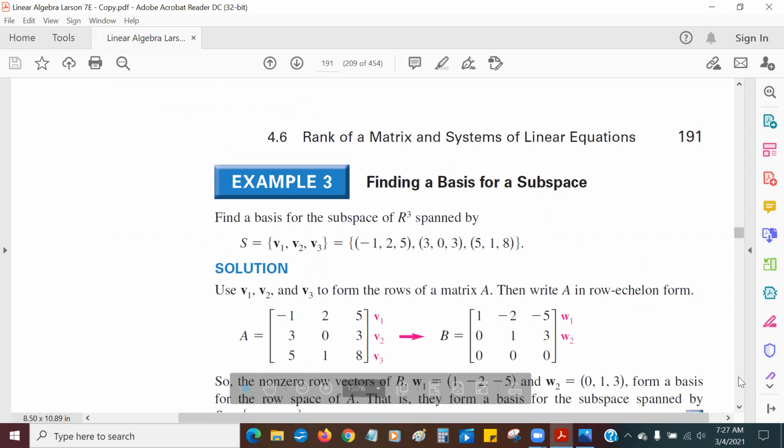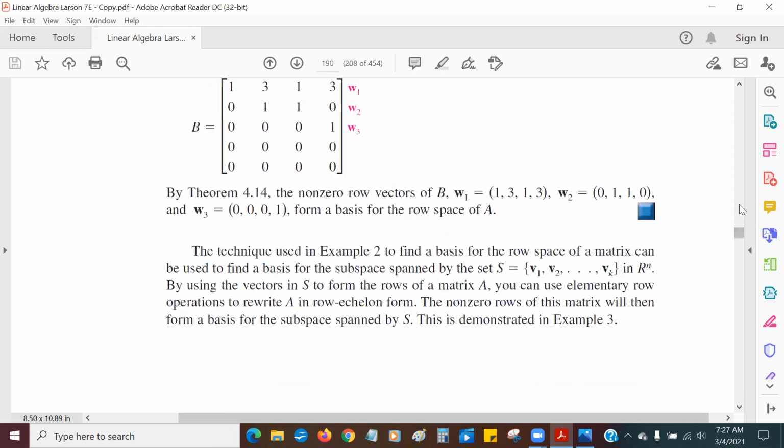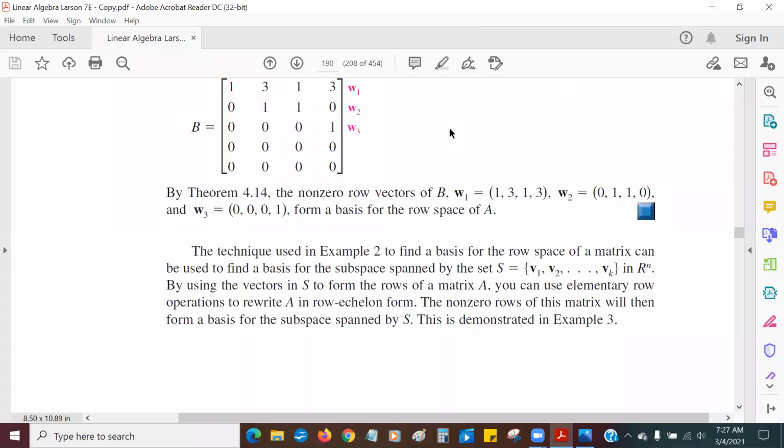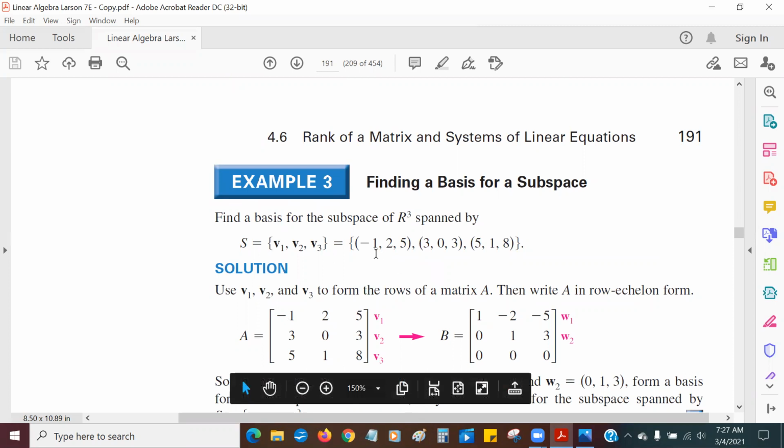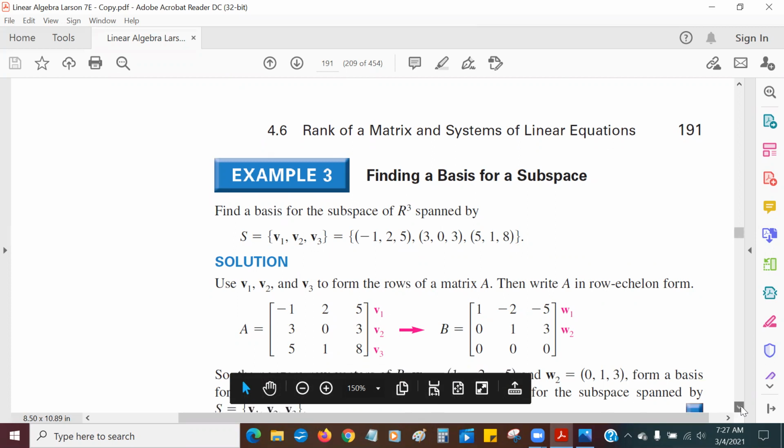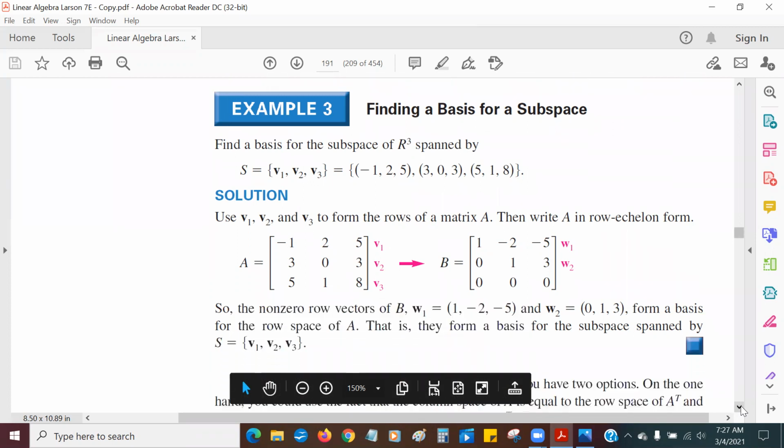And let's find the basis for the... now this technique here. I just want to point out this technique that we just used to find the basis of a row space, we could use this to find the basis of just a bunch of random vectors. Let's say we have three vectors: -1, 2, 5, 3, 0, 3, and 5, 1, 8, and we want to find the basis. So obviously, if I take the span of these three vectors, it becomes a subspace of R3.